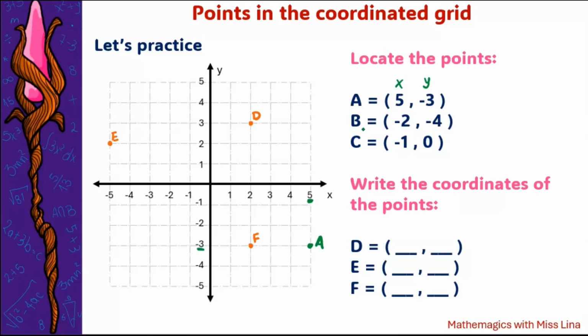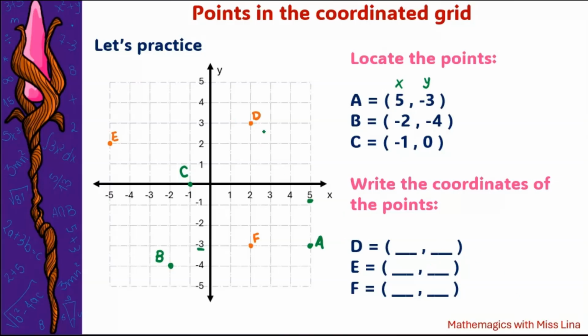Let's do it with B. Minus 2 in the x-axis, minus 4 in the y-axis. So it's gonna be here. This is point B. And C is going to be at minus 1 in x and 0 in y. So it's going to be over the axis. This is point C. And let's check what are the coordinates of the given points.